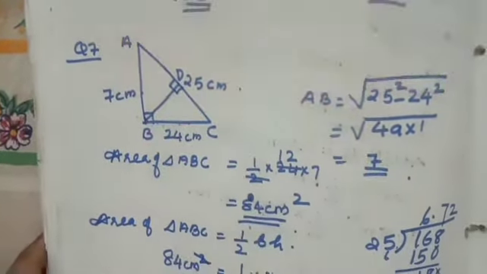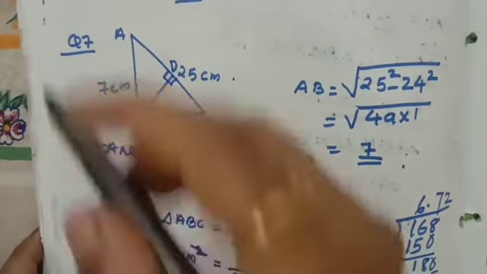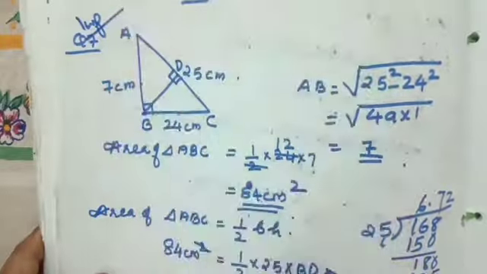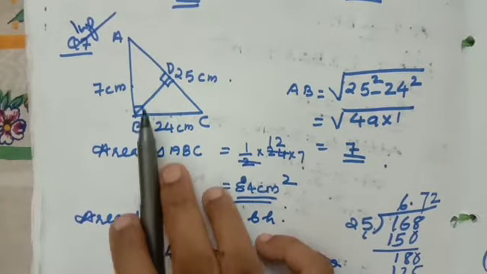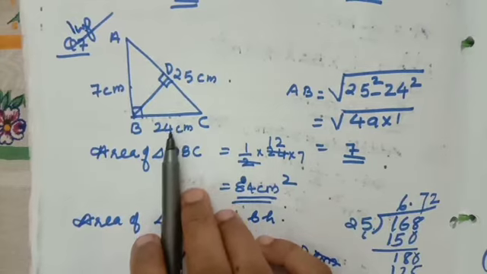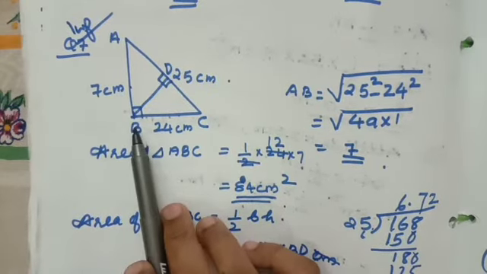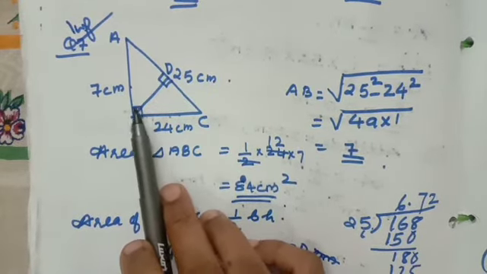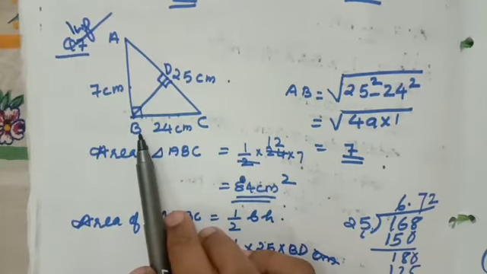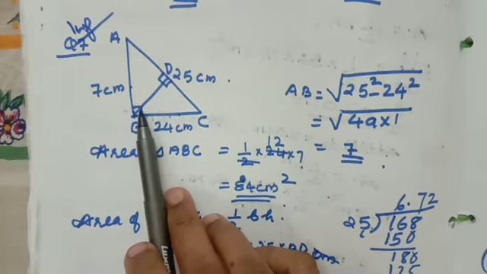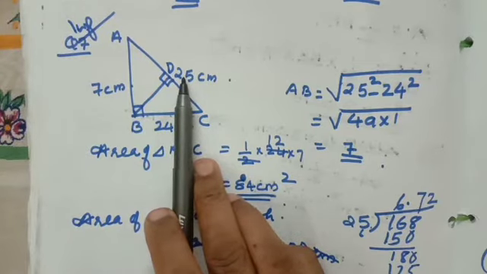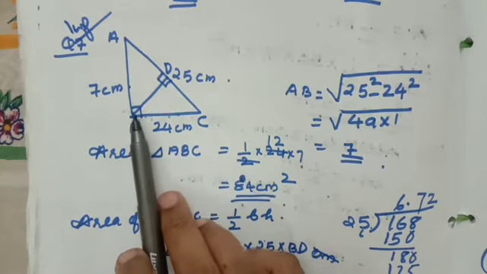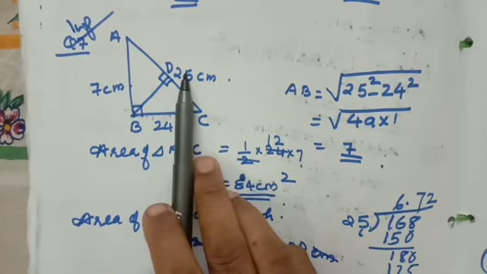Now question number 7, that is a very important question. See here, question number 7. Find the area of triangle ABC, right angled at B. Right angled at B meaning B vertex is 90 degree. The side opposite the 90 degree we call the hypotenuse. In the introduction part I told you the side opposite 90 degree is called the hypotenuse.